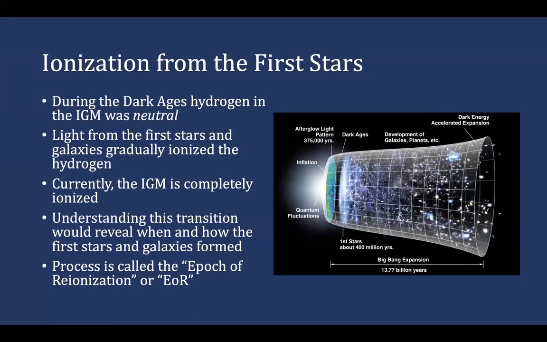So during the dark ages, the hydrogen in the IGM was neutral. So all of the protons and electrons were bound together. But this all changed with the formation of the first stars and galaxies that gradually ionized this hydrogen. So these first stars and galaxies produced all of this light. All of the light propagated out in the IGM and kicked all the electrons off of the protons, ionizing the hydrogen. Currently in the present universe, the IGM is completely ionized, so any neutral hydrogen is going to exist within galaxies. And we want to understand this transition better.